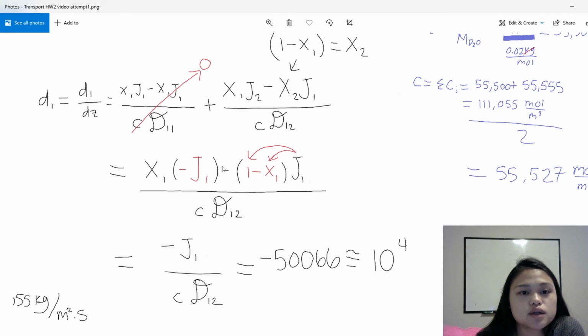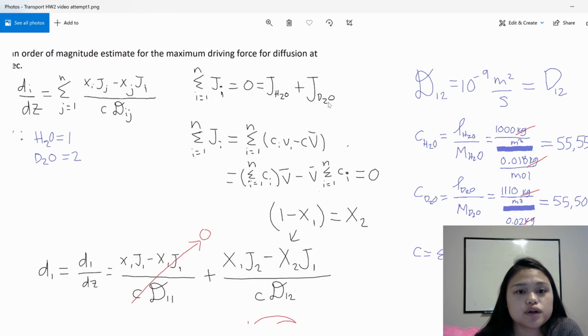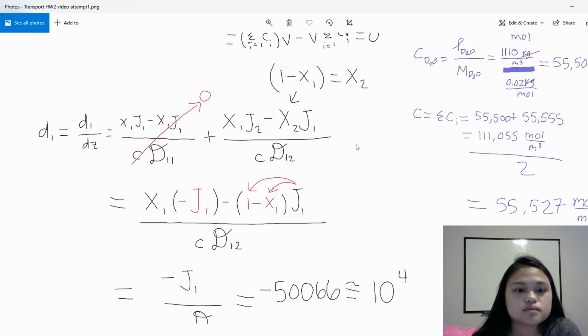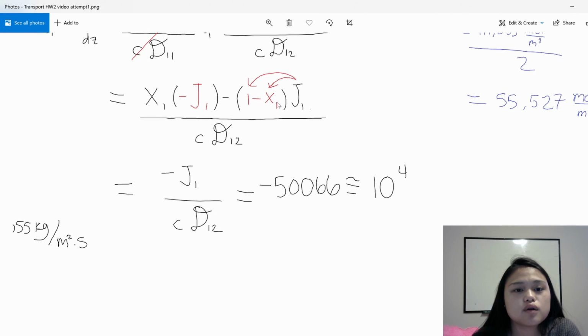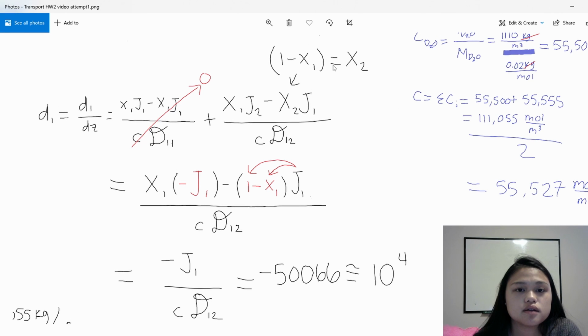So then we can simplify this equation by plugging in negative J1 for J2, because we also defined earlier that the addition of those two molar diffusion fluxes for both the liquid species will equal 0. So I plug that in, and then I also plug in 1 minus x1 for the component 1, because 1 minus x1 will equal x2. Those are mole fractions. The mole fractions of x1 plus x2 will have to equal 1.